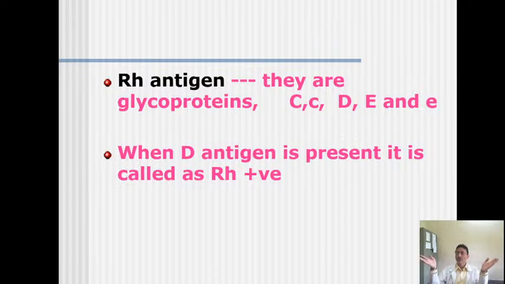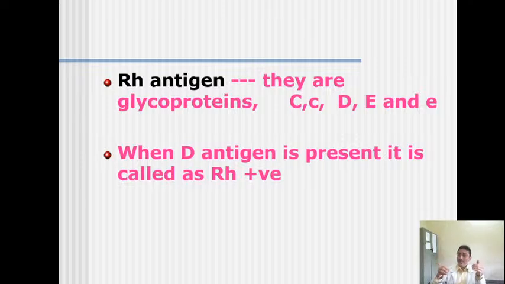So again I am repeating these things. There are two blood group systems. One is the ABO system, one is the Rh system. The Rh system is classified on the basis of the presence of the Rh antigen. This Rh antigen was discovered in a rhesus monkey. If the antigen is present, the person is labeled as Rh positive blood group. If there is an absence of this antigen, then it is known as Rh negative blood group.